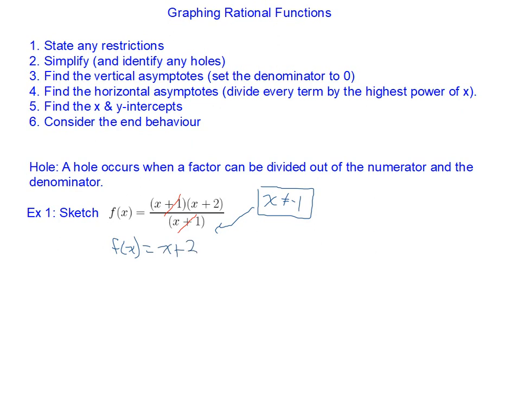Now a word of warning here is that when we divided out this x plus 1, this factor in the numerator and in the denominator, that creates a hole. So this generates a hole at x equals -1. We already knew that there was a restriction at x equals -1, and now we know that that restriction is going to result in a hole. So we're going to sketch this function f of x equals x plus 2.